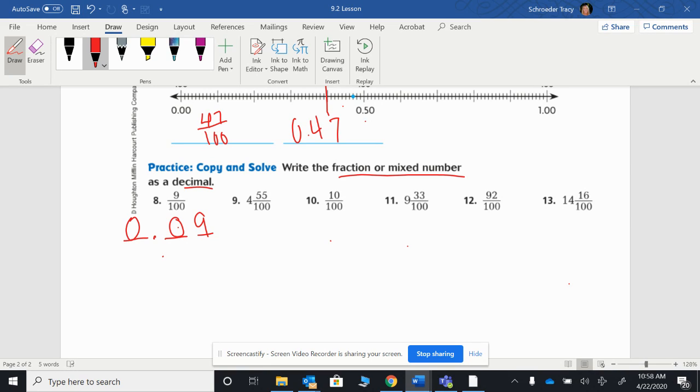For the next one, I have 4 and 55 hundredths. Then on number 10, I have no wholes and 10 hundredths. For 11, I have 9 wholes and 33 hundredths. For 12, I have no wholes and 92 hundredths. And for 13, I have 14 wholes and 16 hundredths. That is how you write a fraction or mixed number and a decimal using the hundredths place.